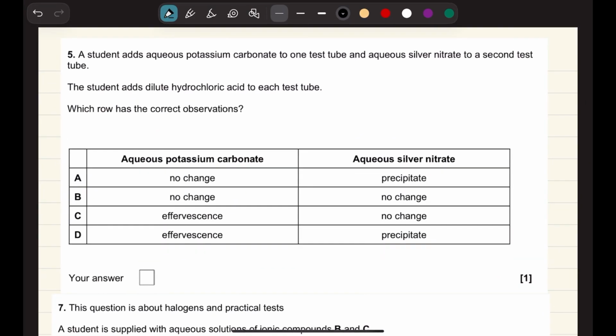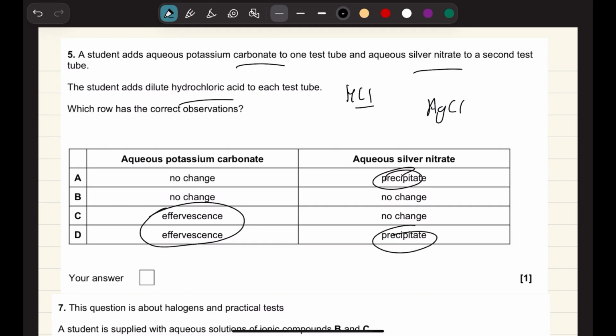Just to confirm this, we had a carbonate in the first test tube, and we had silver nitrate in the other one. Hydrochloric acid, obviously, is an acid, and it also contains chloride ions. Because it's an acid with a carbonate, it's going to form carbon dioxide gas, and you see effervescence. Then you're going to form a white precipitate, because you're going to form AgCl in this one. The only option that allows us to have both is D.